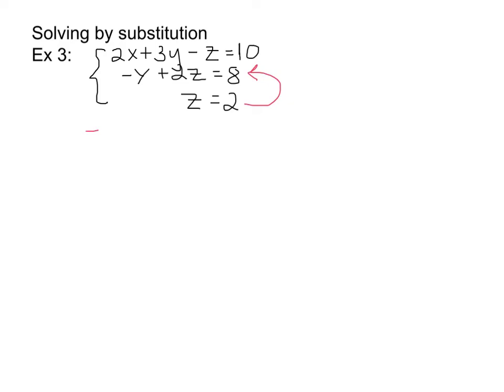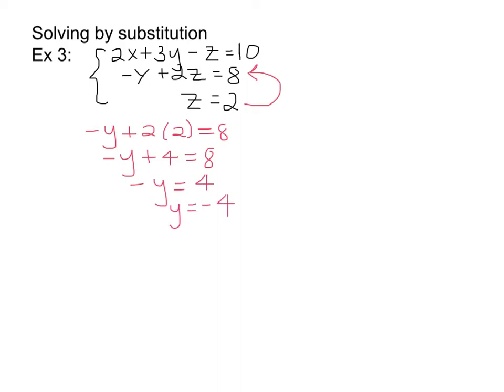So if I plug it into equation 2, that gives me minus y plus 2 times 2 equals 8, so 2 times 2 is going to give me positive 4. Subtract 4 from 8 and that gives you 4. And then divide by negative 1 and you get that y equals negative 4. So now I know what z is, I now know what y is, and I'm going to take them both and I'm going to plug it into equation 1 so that I can solve for x.